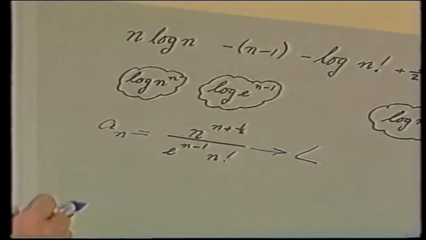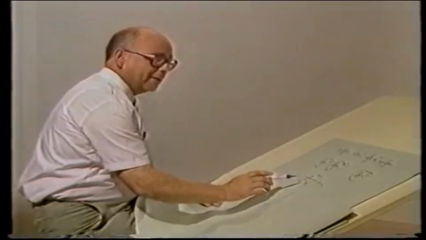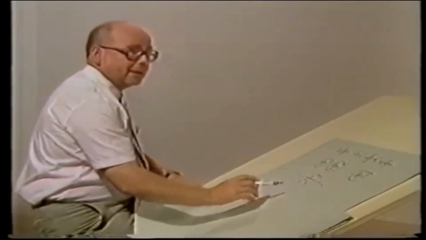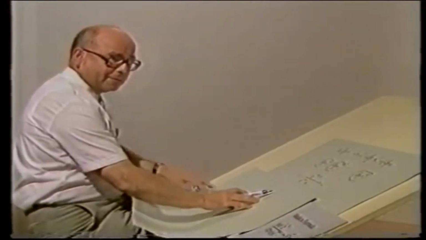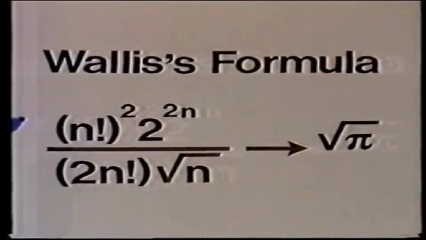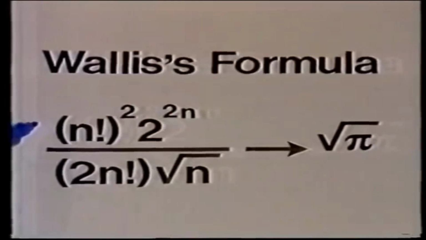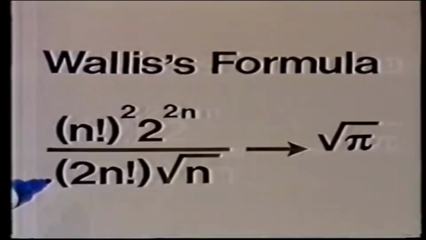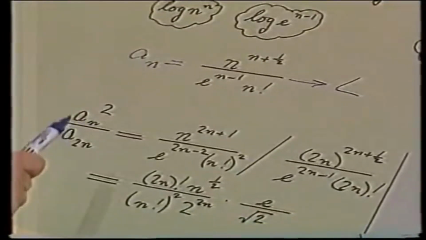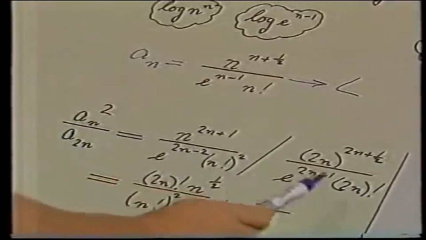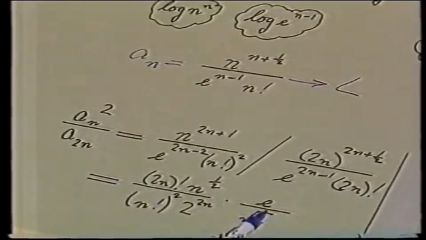Now, I already know the limit of something involving factorial n. It's Wallis's formula. The ratio of factorial n squared over factorial 2n suggests that I should work out the ratio of An squared over A2n. Now, with a bit of arithmetic, here's what I get. An squared over A2n equals this expression, and so this.